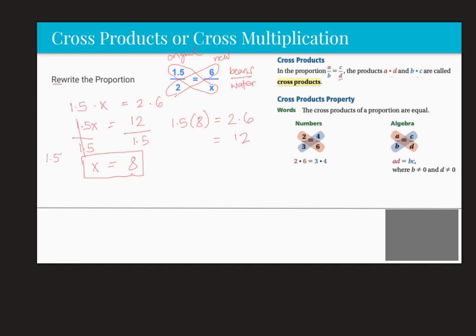1.5 times 8. Okay, so 8 times 5, we should have 40, right? Write 0, carry 4, so 8 times 1 is 8. Then we just add 4, so 8, 9, 10, 11, 12. So we have 120, and we have a decimal point right here, so we should put a decimal point right here, and our answer is 12.0 or 12, and I think our answer checks out.